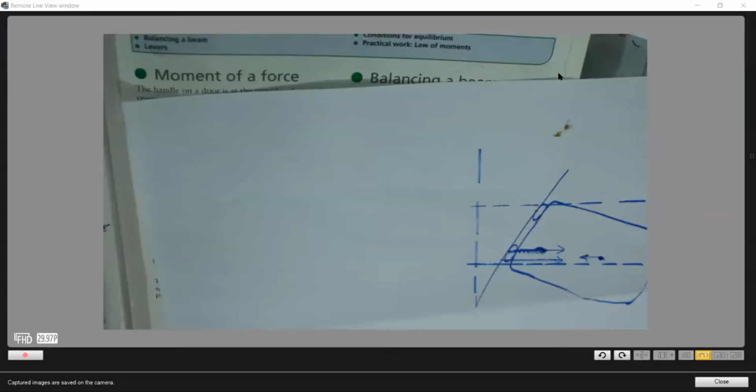Yes, Zainab. Moment is a turning effect of a force around a pivot. Very good. So what do you understand by that? That moment is the product of force and distance on a specific point. Right. So basically, moment of a force means the turning effect of a force.